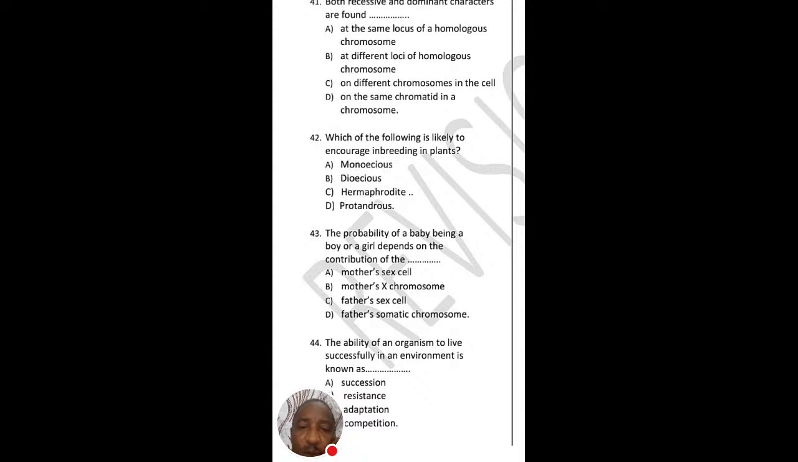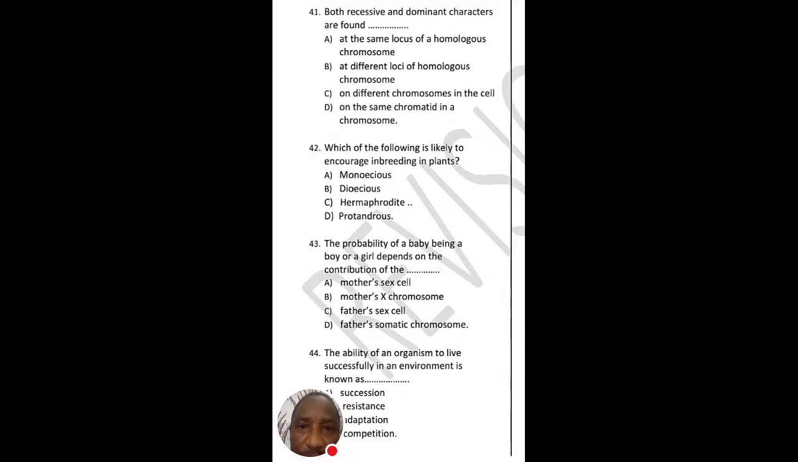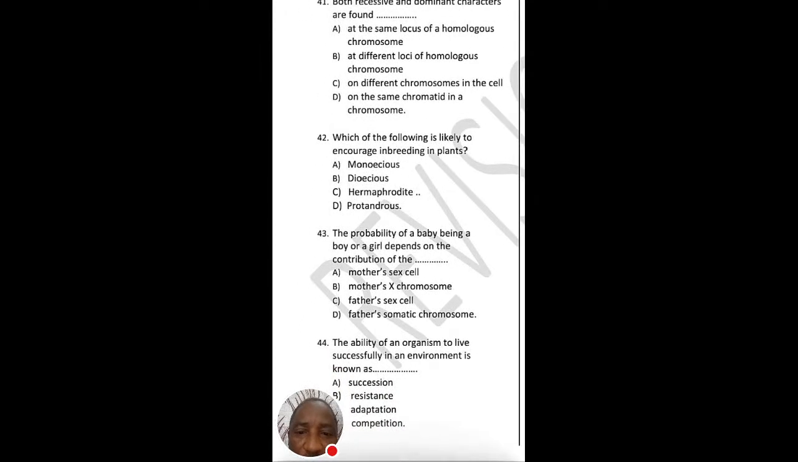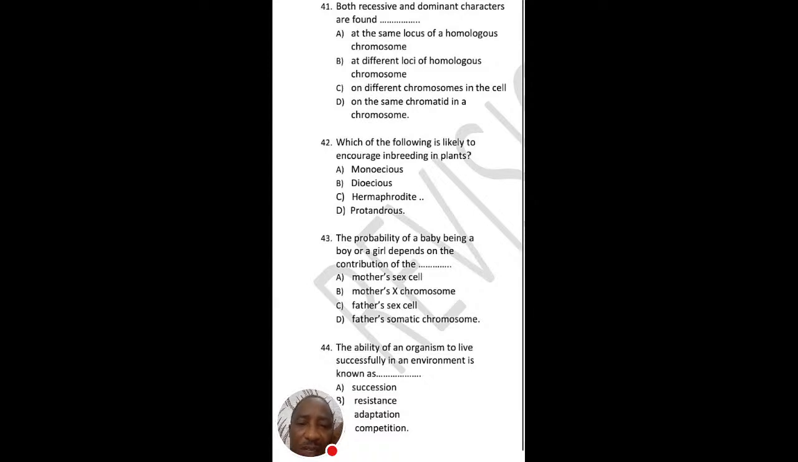We are now on question number, I'm using the screen of my phone, please bear with me, number 42, right? Number 43. Let's go to number 43. It says, the probability, okay, we have answered that. The ability of an organism to live successfully in an environment is A, succession, B, resistance, C, adaptation, D, competition. The correct answer is definitely adaptation.